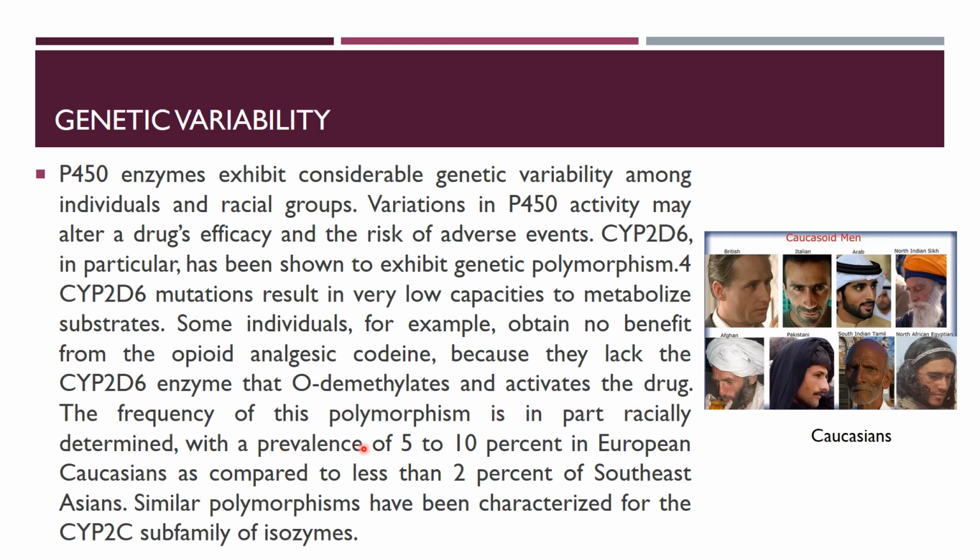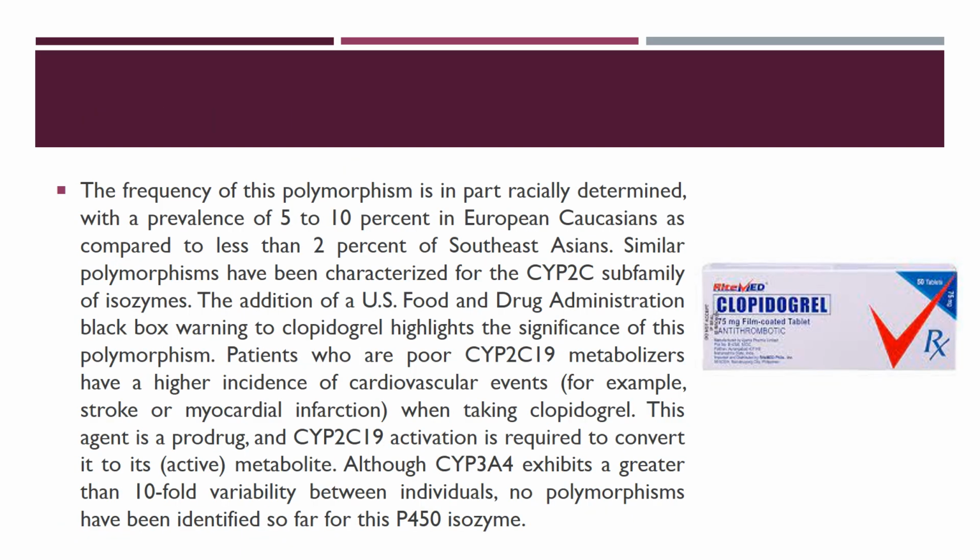The frequency of this polymorphism is in part racially determined, with a prevalence of 5 to 10% in European Caucasians as compared to less than 2% of Southeast Asians. Similar polymorphisms have been characterized for the CYP2C subfamily of isozymes.